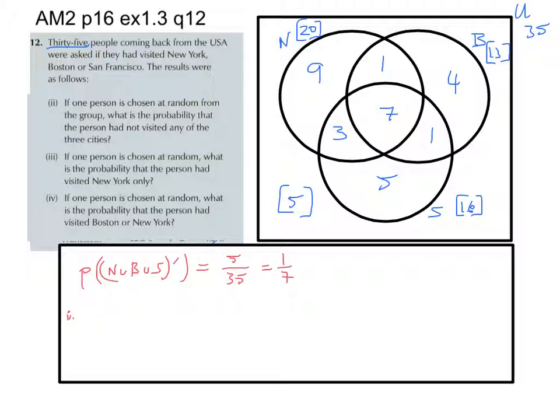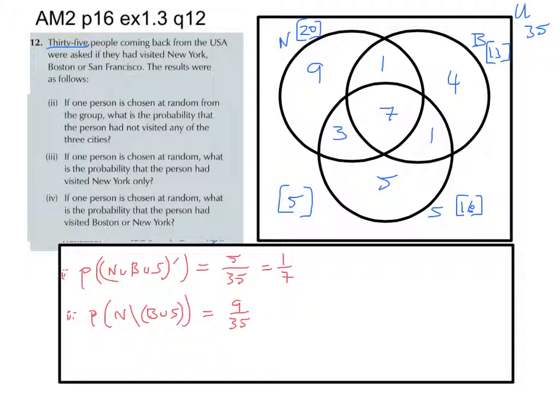Part 3. If one person is chosen at random, what's the probability that the person had visited New York only? Well, that's the 9 out of 35. So probability of New York, and from that we are taking away anyone who went to Boston or San Francisco. And that's 9 out of 35.